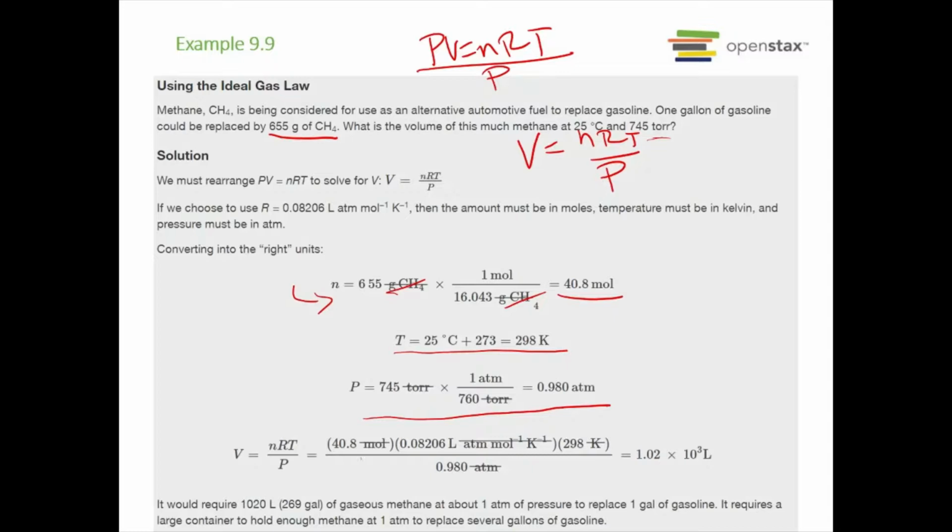And when you do that, you see our moles cancel from our R constant, atms cancel, Kelvins cancel, and the only unit we're left with is liters. And so we get 1.02 times 10 to the third liters.